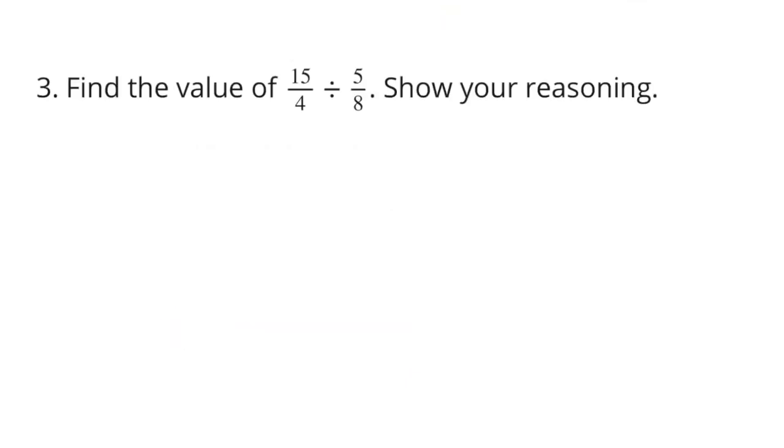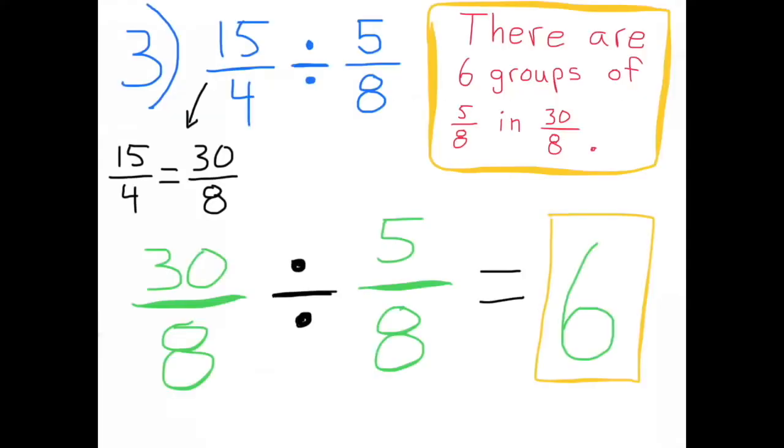Number 3, find the value of 15/4 divided by 5/8. Show your reasoning. To make this one a little easier, I decided to make the denominator 4 into an 8. So I'd be dealing with the common denominator of 8. 15/4 is the same as 30/8. 30/8 divided by 5/8 is 6. There are 6 groups of 5/8 in 30/8.